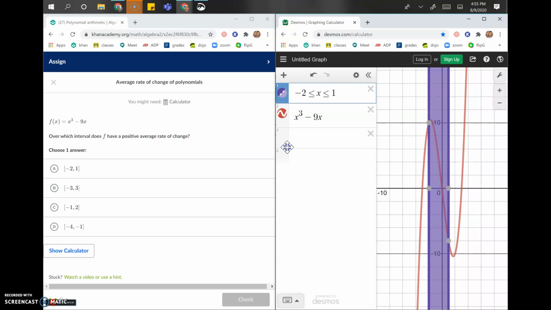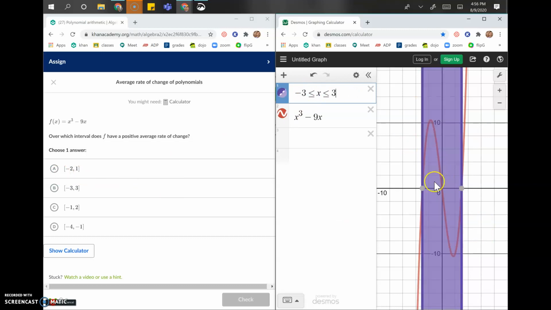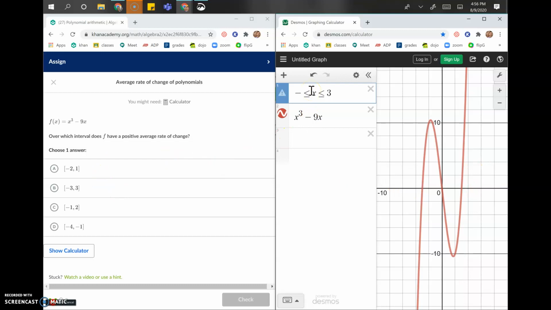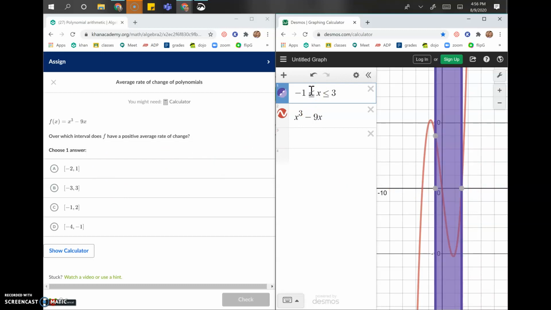Positive is going to be when the dots go up. So we start at 10 and go to -8. That would be a negative slope. That one's out. Let's change this to -3, positive 3. Here is where the line enters the interval, and here is where it ends. You can see the y values are the same, so this would be a slope of 0. Let's change this to -1 and this to positive 2.